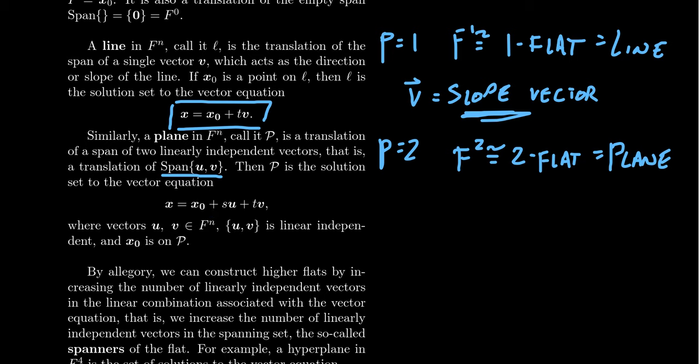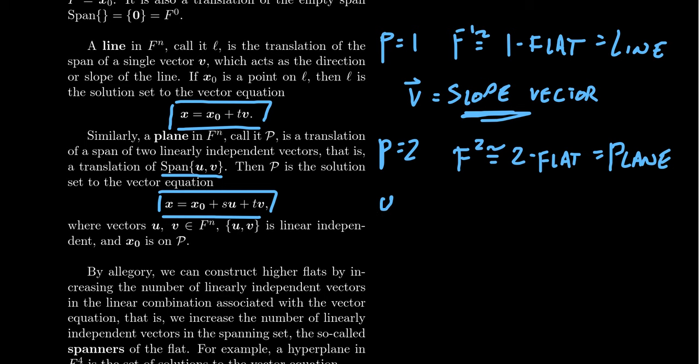A plane is described as the solutions to the vector equation x, which is unknown, is equal to x0, which is a specific vector on the plane, plus some unspecified scalar s times u, plus some other scalar t times the vector v. So much like the line here, the vectors u and v kind of act like the slope vectors. They're determining which direction the slope is inclined towards. So we have to measure, like, what's the incline along the x-axis? What's the incline along the y-axis? But we can use other vectors besides the x and y axes right here.